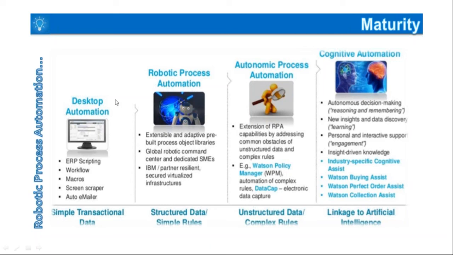So basically, we are going to focus on only robotic process automation. We are going to talk about structured data, and how we are going to execute simple rules and the automation process. That is called the maturity of robotic process automation.